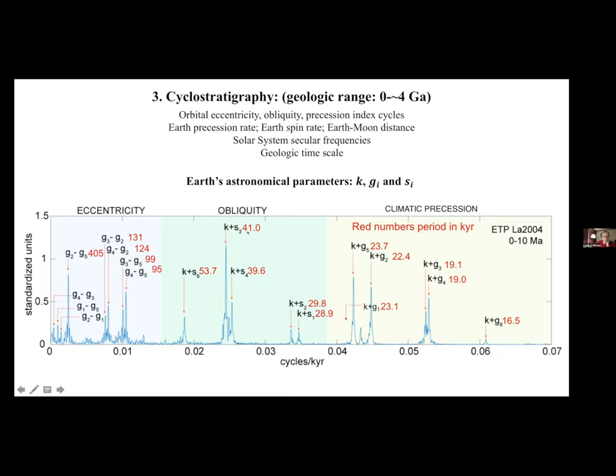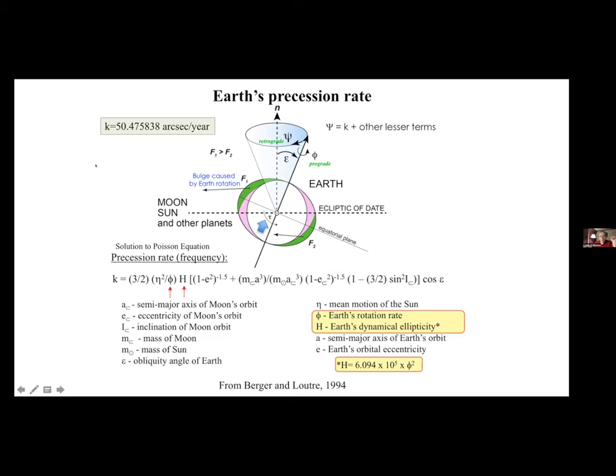are associated with the eccentricity, obliquity, and climatic precession, and their origins in terms of K, the precession rate, and the Gs and the Ss. So the 400, 100, 41, 23, 22, 19, and 16, and all the smaller ones as well. One of the tricks is understanding the precession rate of the Earth. And this can be estimated using the solution to the Poisson equation. The precession rate frequency is a function of the mean motion of the sun.